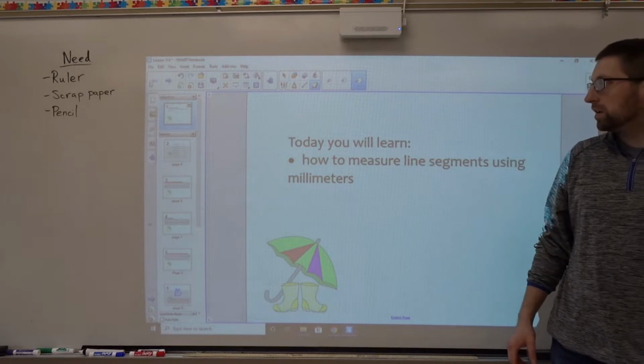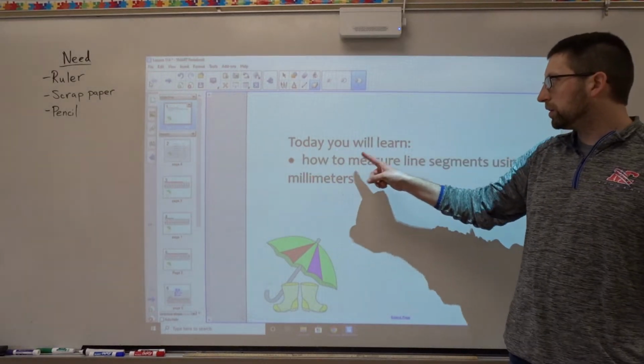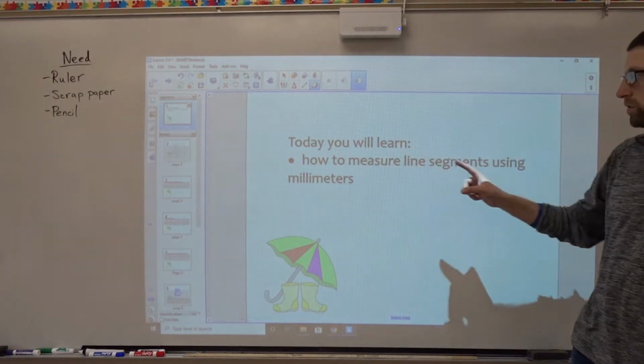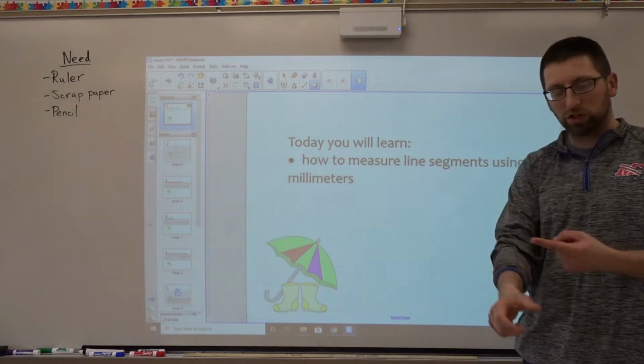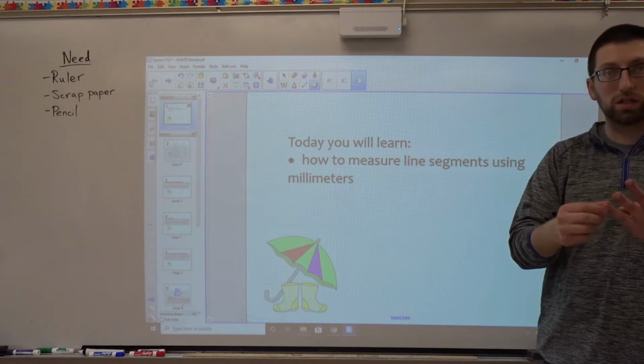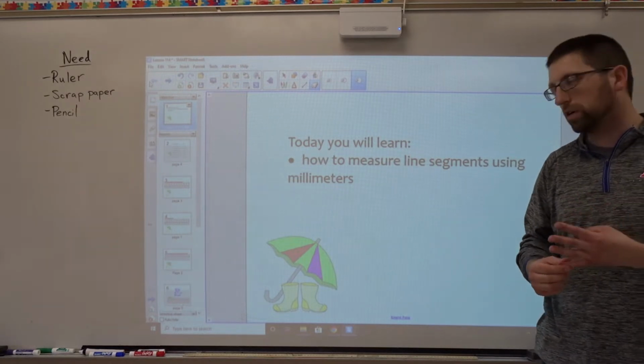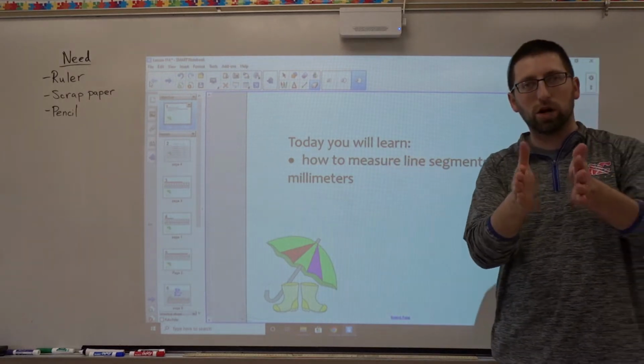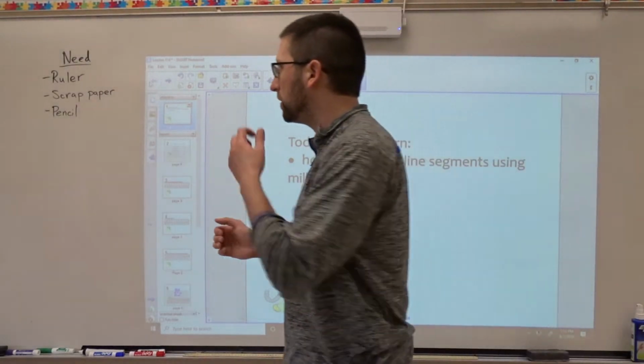Welcome back, third grade. In today's lesson we are going to learn how to measure line segments using millimeters. We've done inches, we've done centimeters, we've also measured to the nearest half inch and to the nearest quarter inch, but today we are going to go even smaller and start measuring in millimeters.